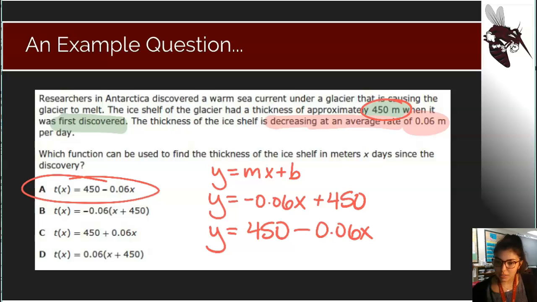It measures the thickness of the glacier. So we look for those keywords of rate. We look for the keywords of rate and first, initial, beginning.